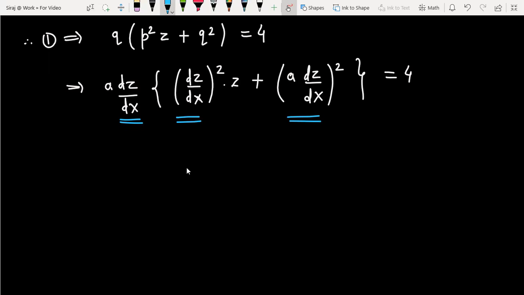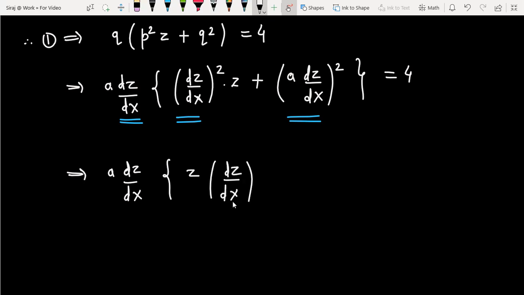What simplification can we do? From the main bracket we can take dz by dx bracket square common. The main bracket we can write as a into dz by dx, it is as it is. First term is z into dz by dx bracket square. Second term a dz by dx whole square means it will become a square into dz by dx whole square, main bracket complete equal to 4 as it is.